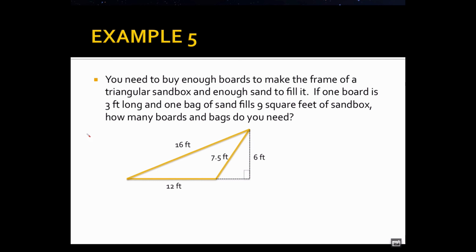Oh, wait, this is easy. I'm sorry? I have the answer. Share. Yeah. So, you just add 16, 7.5, and 12, and divide that by 3.